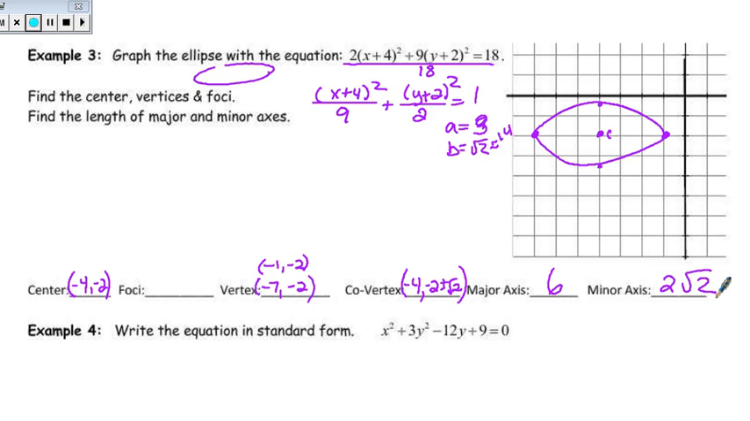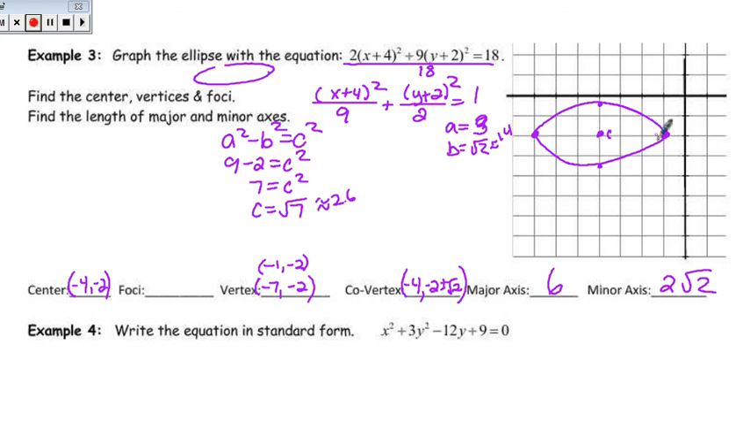At this point, the only thing that I'm missing is our foci. So again, it's going to be a squared minus b squared is equal to c squared. 9 minus 2 is equal to c squared. 7 is equal to c squared. So c is square root 7. We said earlier that is about 2.6.